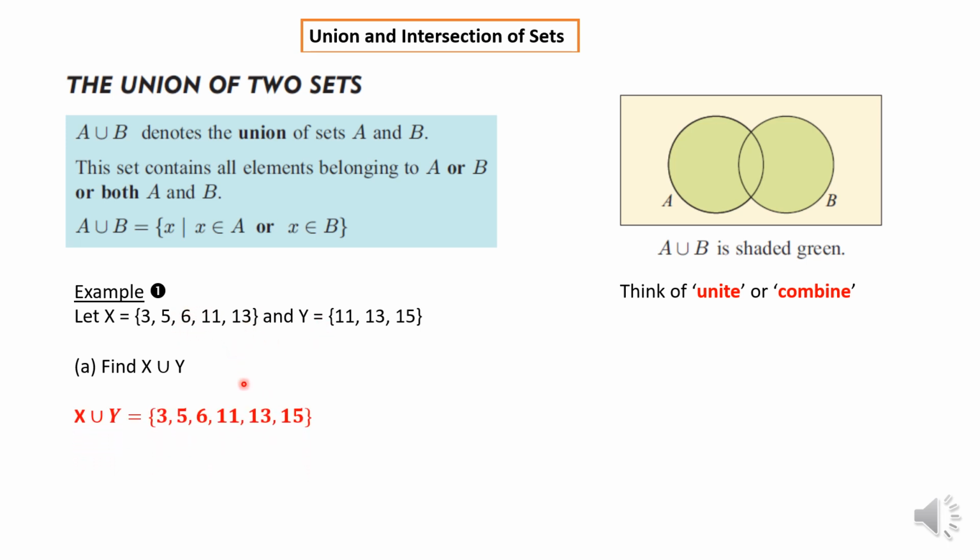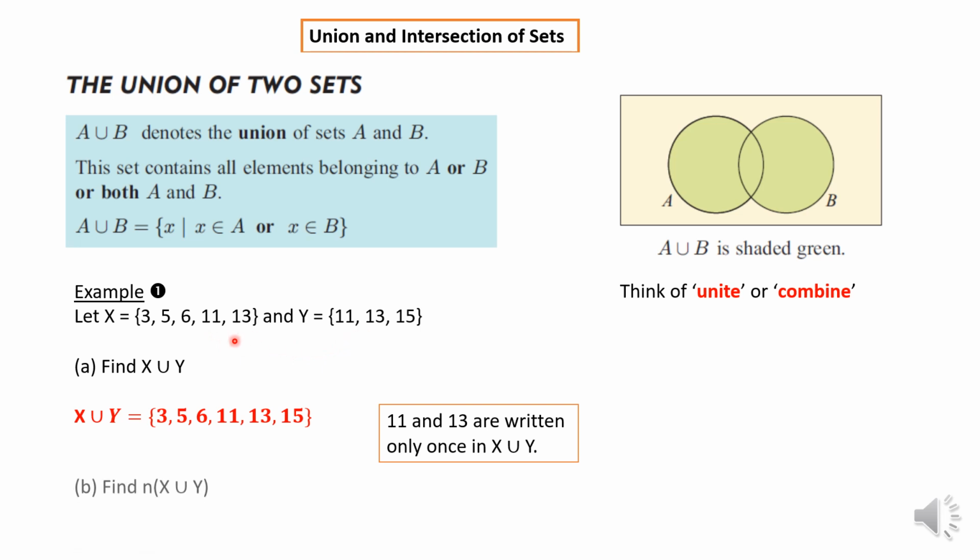So you have to be a bit careful here. You will realize that I am not listing 11 and 13 twice, although it is appearing in both. So you just list them once only. So the union is everything that is in X and everything that is in Y. So you do not list them twice. This one is straightforward. You now have to find the number of elements that are here. And if you count, you will realize that you have 6 elements in that particular set of the union of X and Y.